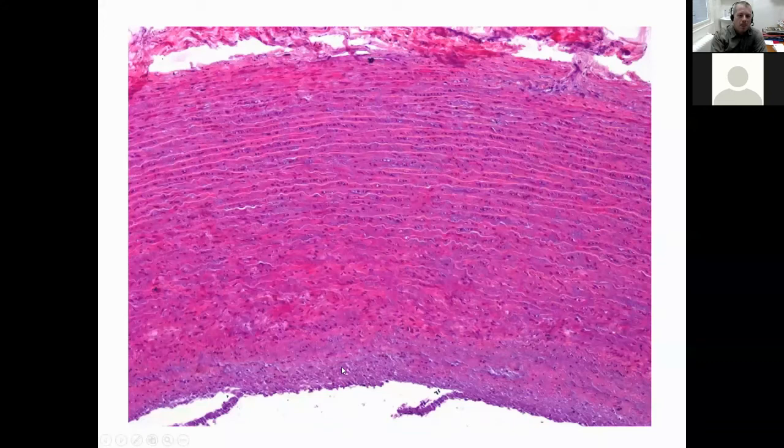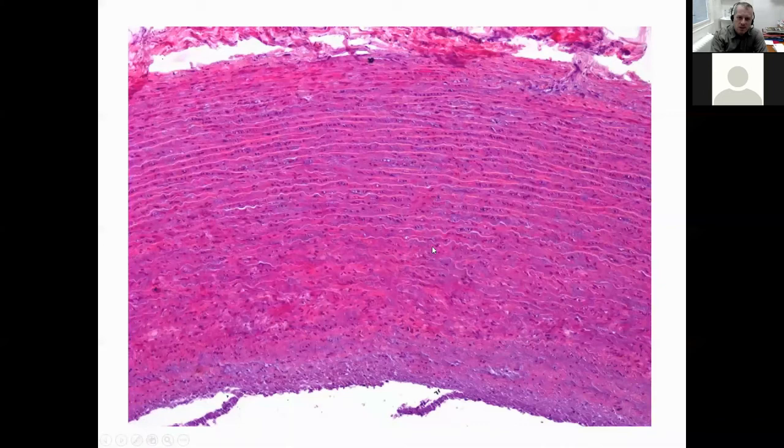Again, this is the routine hematoxylin eosin staining, so the most routinely used. And this hematoxylin eosin does not stain the elastin. So you can still see the elastin, but rather like whitish and wavy membranes here. So again, you can see this repeating pattern of elastic membranes in the media of an artery. So it must be an elastic artery.